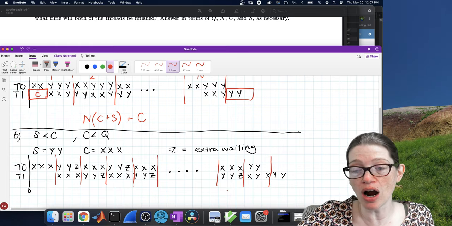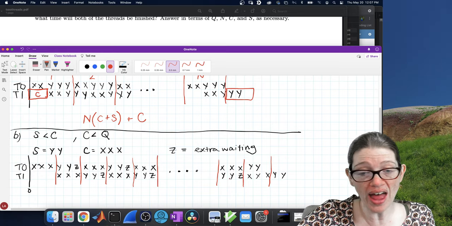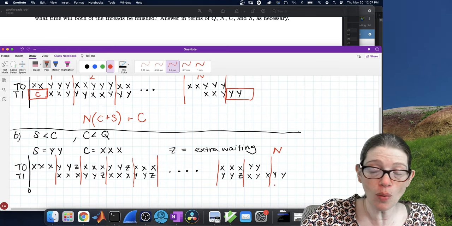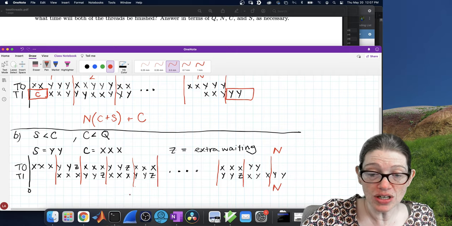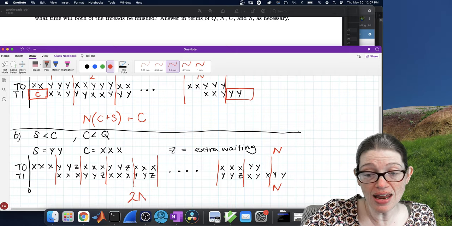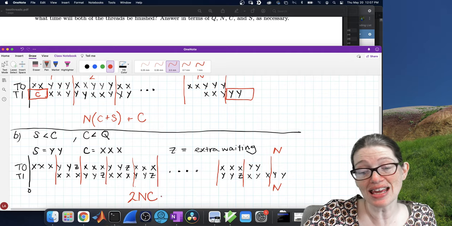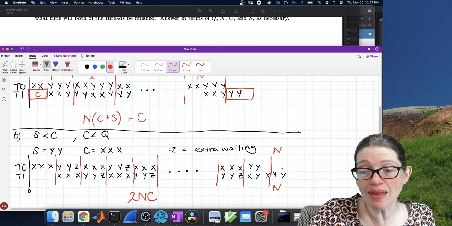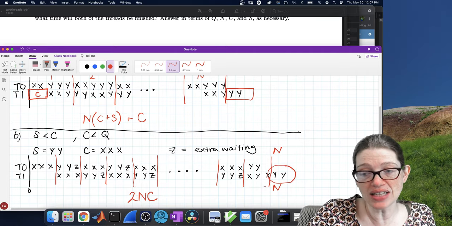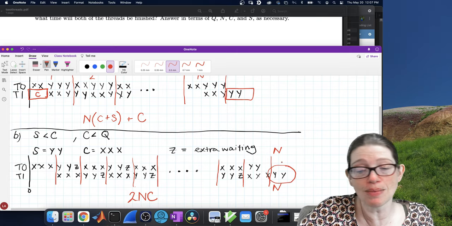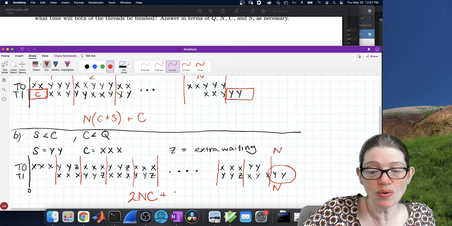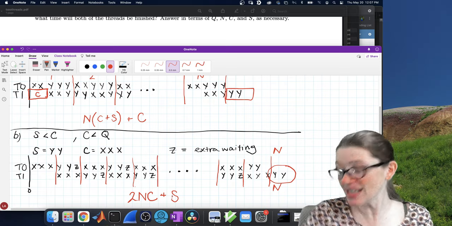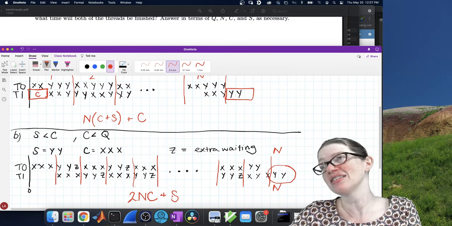How many of those are there? We know that thread 0 does n of them, and we know that thread 1 does n of them. So we do 2n times C computes, and that's just to finish this. Then we just need to know the length of the tail. What was left over was the sleep. Hence, you get 2nC plus S. That's not so bad, right? I don't think that's so bad.